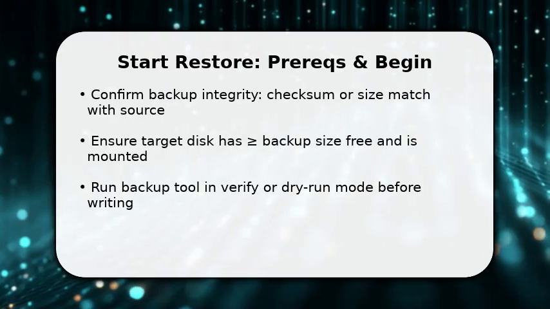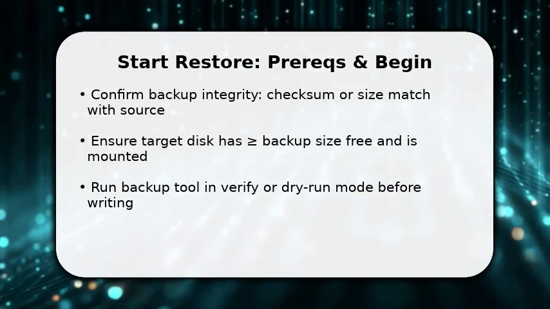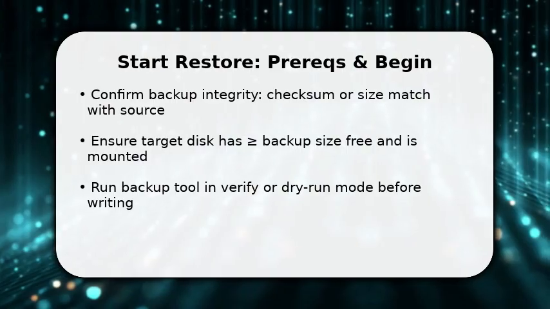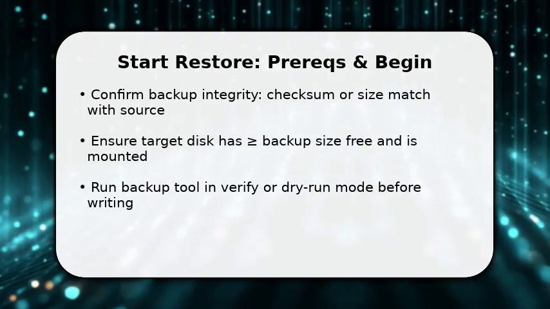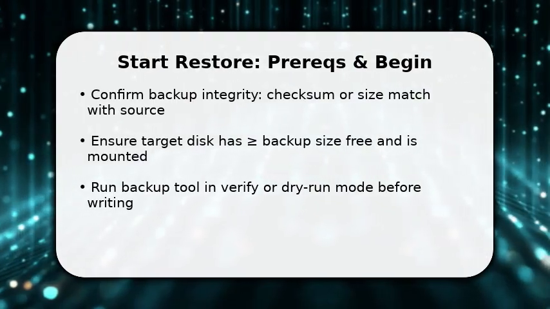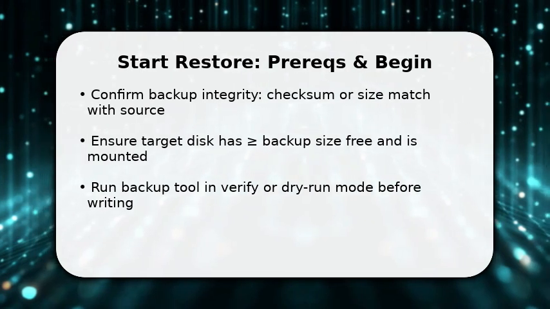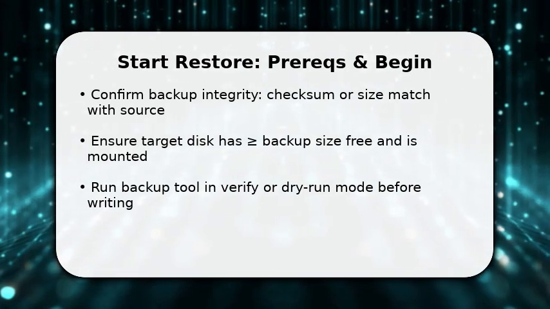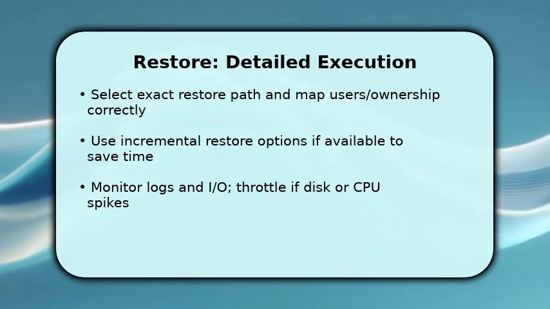Launch your restore utility in verify or dry run mode first to preview changes. This first actionable pass protects file permissions and timestamps while giving you a safe plan to proceed with the actual restore. Now execute the restore with intent.